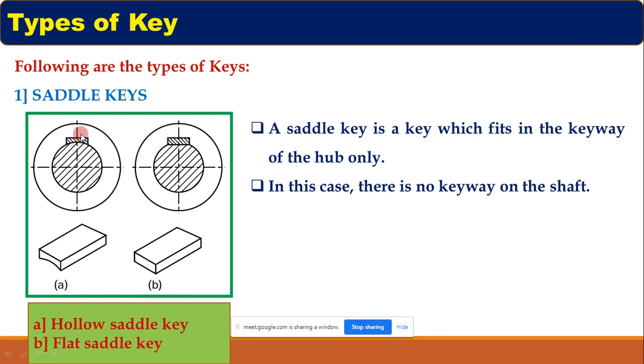Keyway is present only in the hub. Okay, so here these two points are mentioned. The saddle key is a key which fits in the keyway of the hub only. Okay, and in this case there is no keyway on the shaft. Okay, so same point I have discussed.